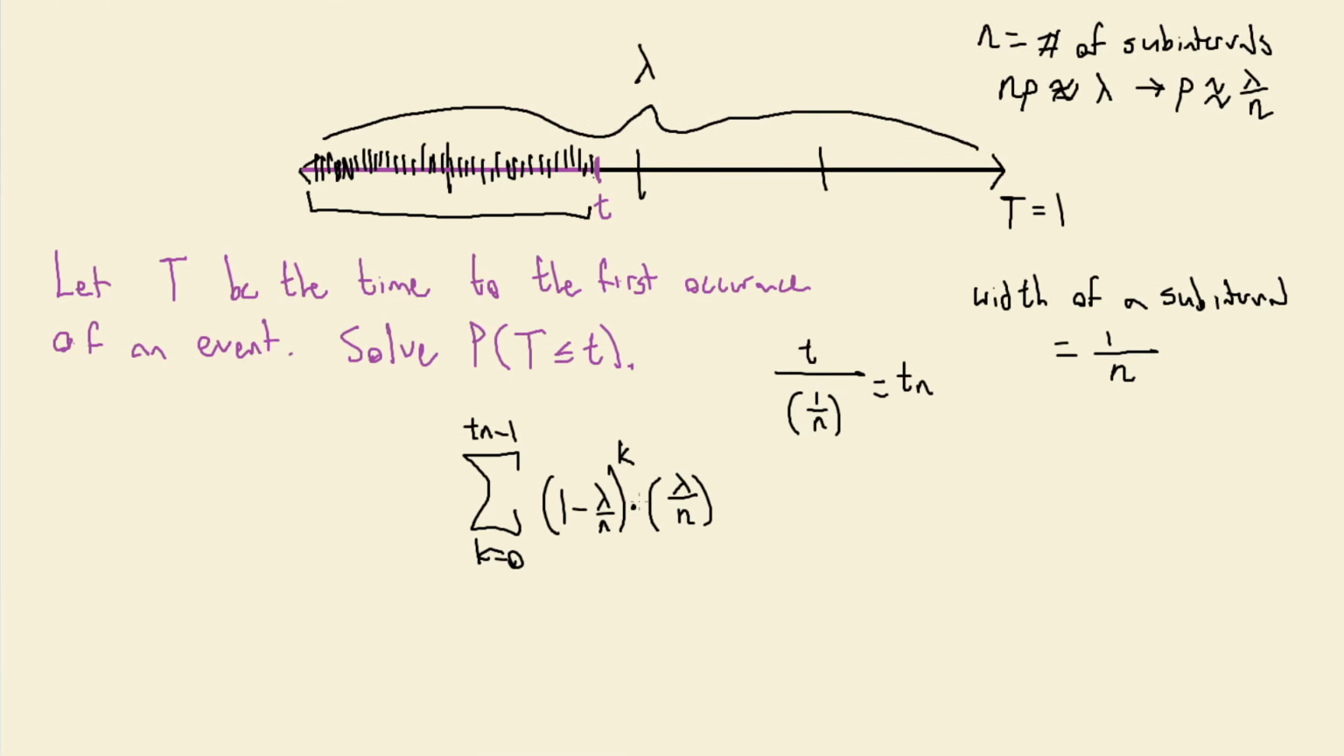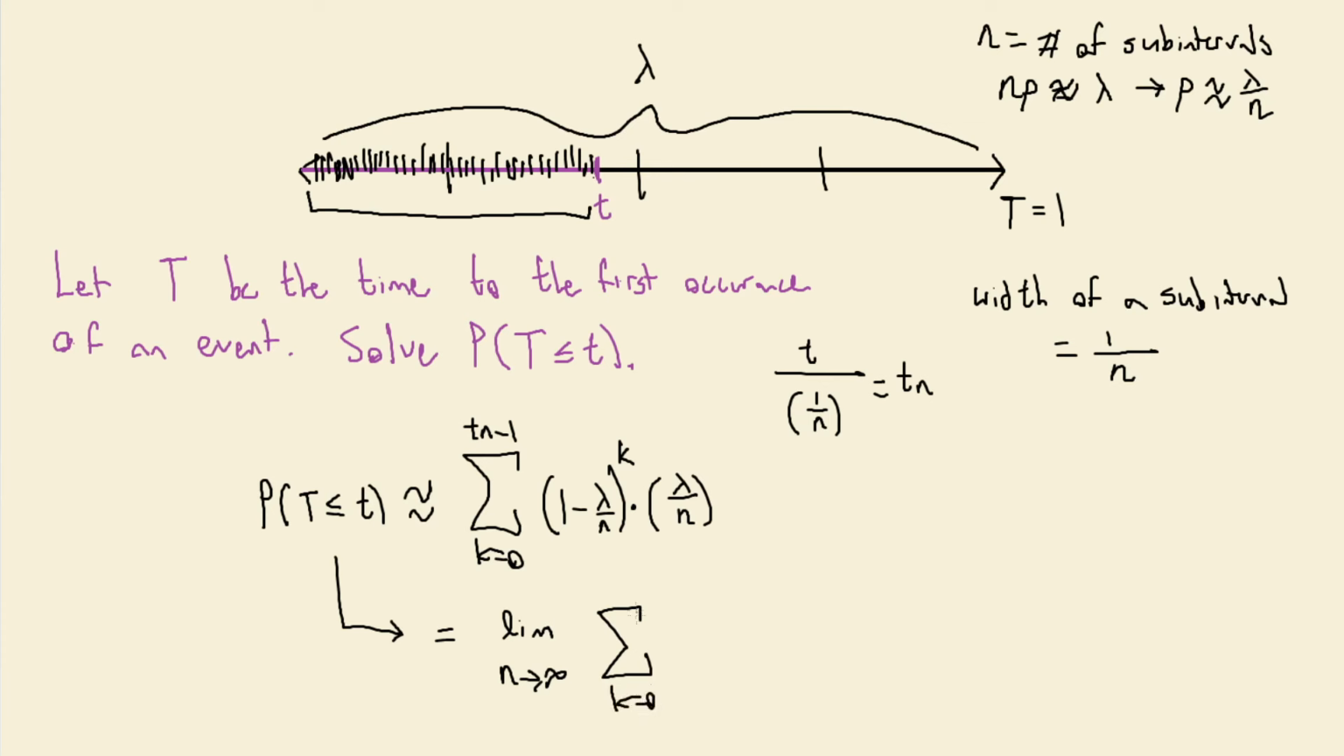And if you take this entire summation and add up all of these different probabilities, this is going to give you a great estimation for the probability of the time to the first occurrence of the event being less than or equal to time t. But if we want to make this approximation exact, then we need to take the limit. This is actually going to be equal to the limit as n goes to infinity, as the number of our subintervals goes to infinity, of this summation here.